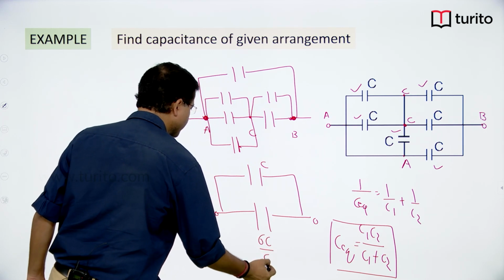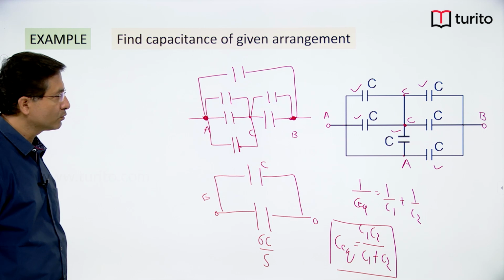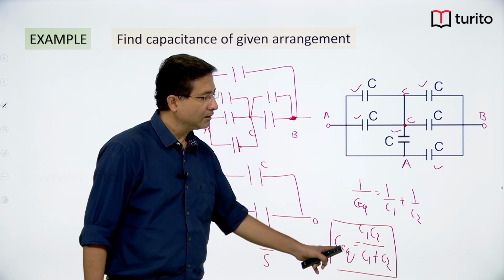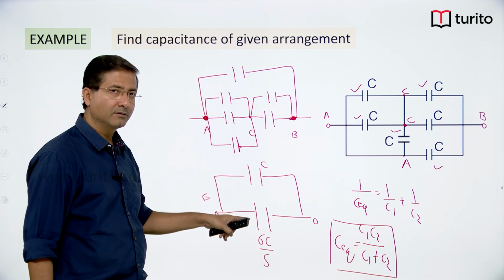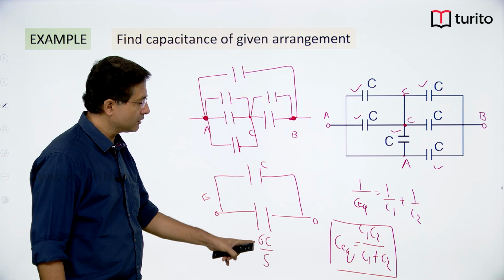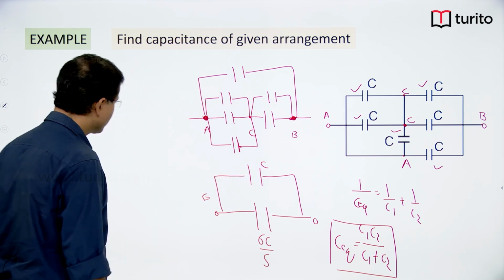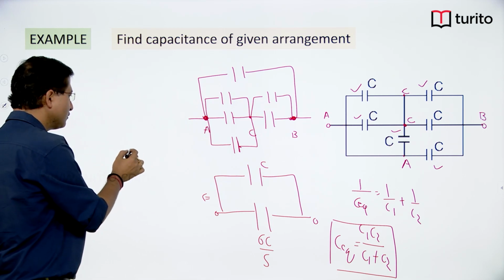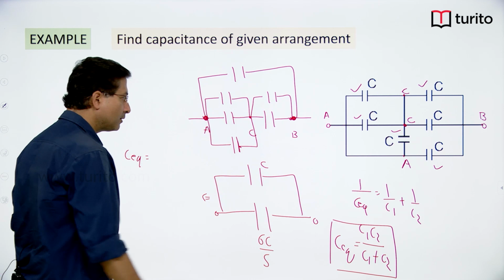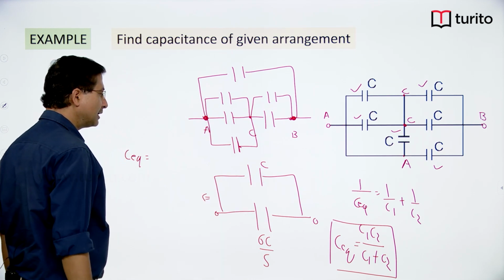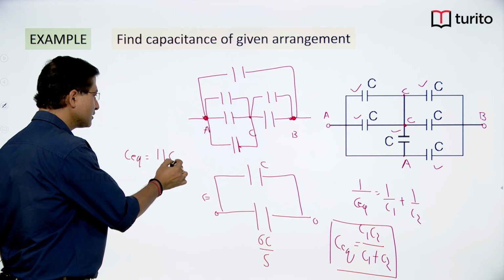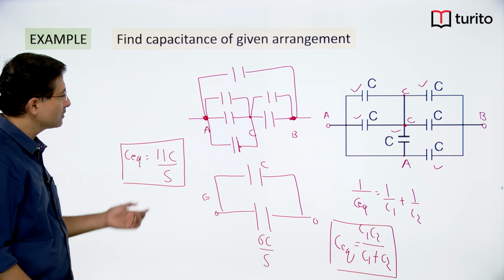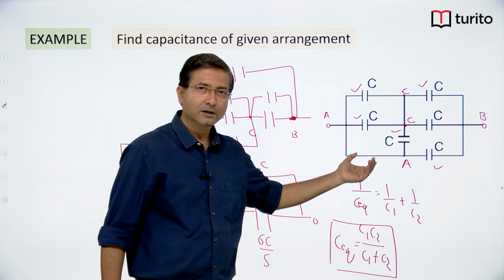Six C divided by 5. So I converted 2 capacitors into 1 because they were in series, applying this formula. Now I can see 2 capacitors again which are connected in parallel combination, so I need to add this with this one. Now the formula is C1 plus C2. So C equivalent will be this plus this, that is 11C by 5. So this is the equivalent capacitance of this arrangement.